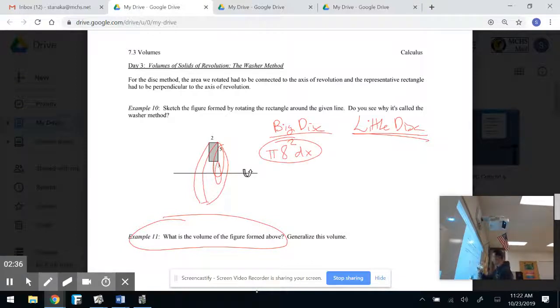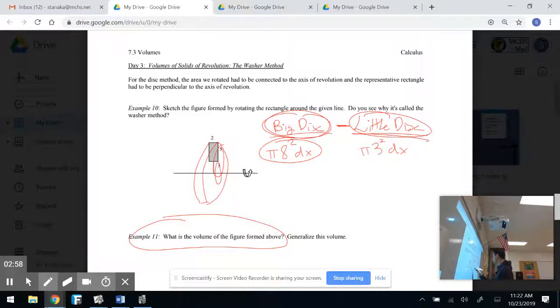Now, if you look at the little guy, that guy has a radius of 3. So that would be the area of that cross section, which would be pi 3 squared times that thickness. And those would give me the volumes of both of those. Now, does it make sense that if I take the volume of the big disk and subtract the little disk, then I would get the volume of what we would call a washer? And that's exactly what we would do here.